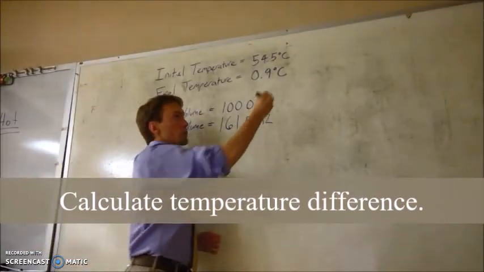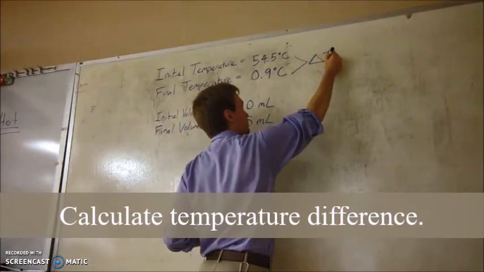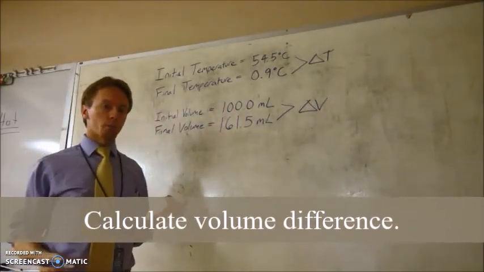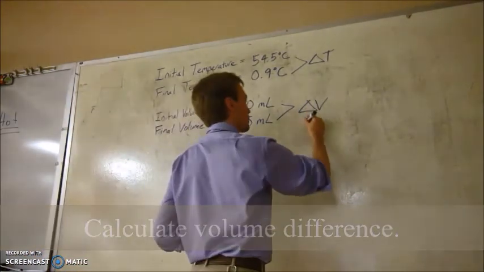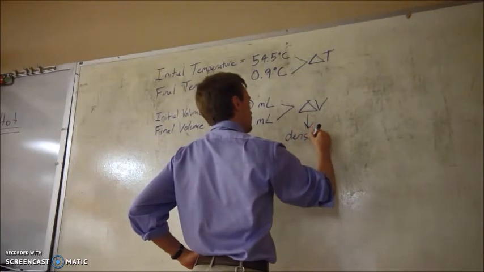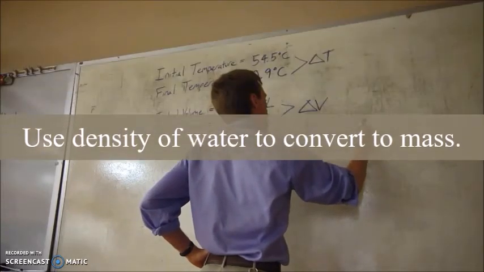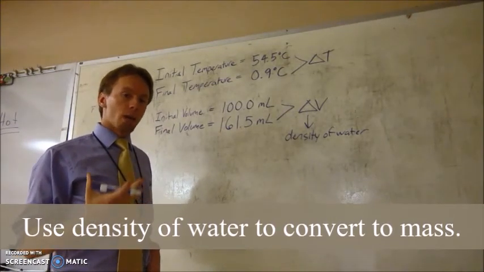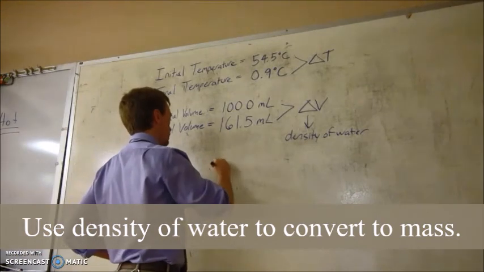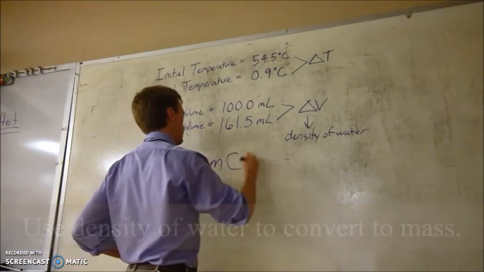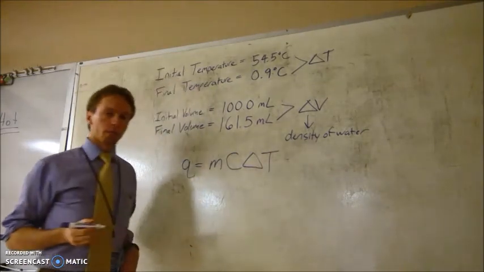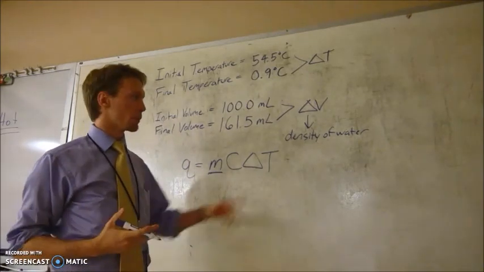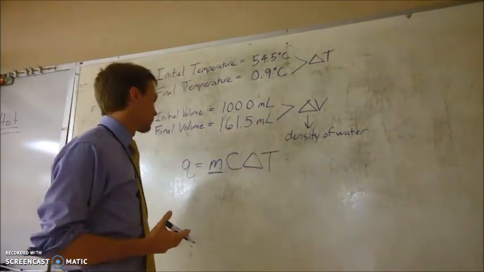I'm going to subtract these two temperatures to get my delta T. I'm going to subtract the two volumes to get my change in volume. I'm going to use the density of water to convert from milliliters of water to grams of water, because ultimately we're going to use our energy transfer equation, and we need mass. And we know that density is the relationship between mass and volume. So we can convert between mass and volume using the density.